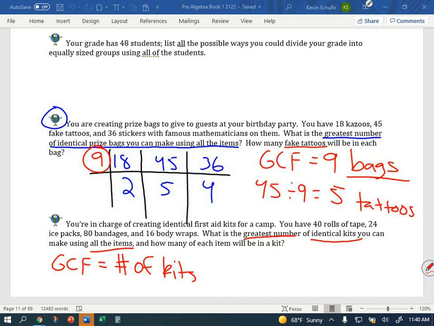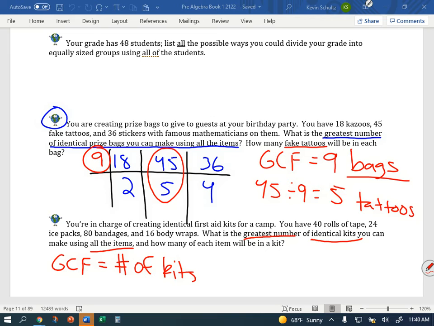Okay? Which really, using the grid method, sets it up rather nicely, right? Look at this. We had 45 fake tattoos. We got the number of bags as the greatest common factor, and 5 is the answer. It's kind of that factor buddy with the 9, right? So if you go in further and label what each of these numbers means, then you can get to how many. You know, each bag will have 2 kazoos, 4 stickers, right? So the grid method really sets this up well.